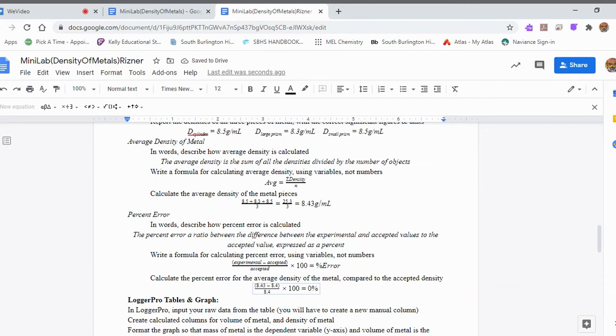Now, in terms of significant figures, because the accepted value of brass is reported to only the tenths place, these two things are actually the same. So 8.43 minus 8.4 is 0.03, but it has to be rounded to the tenths place. So really that is 0. And so 0 divided by 8.4 and then times 100 is 0% error.